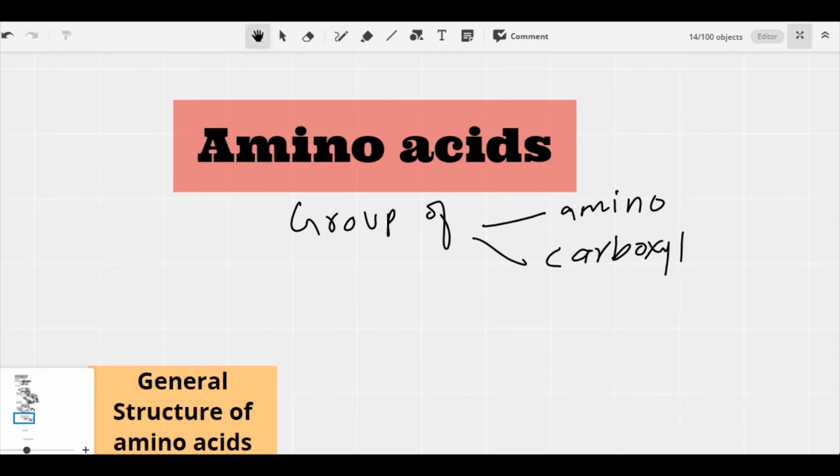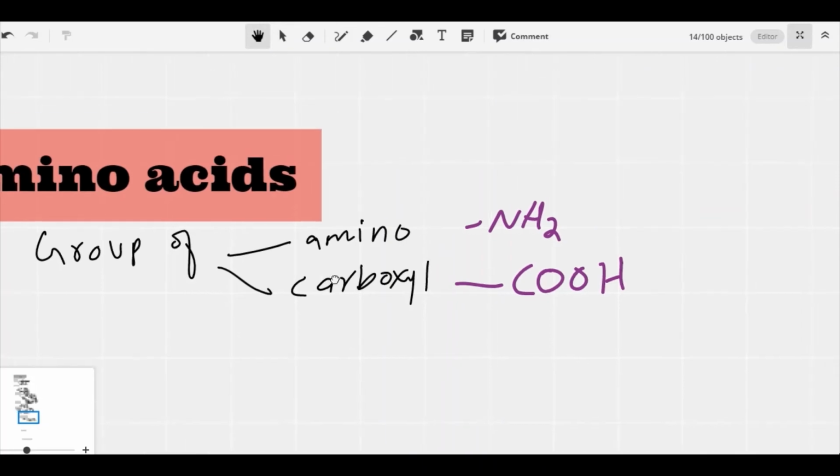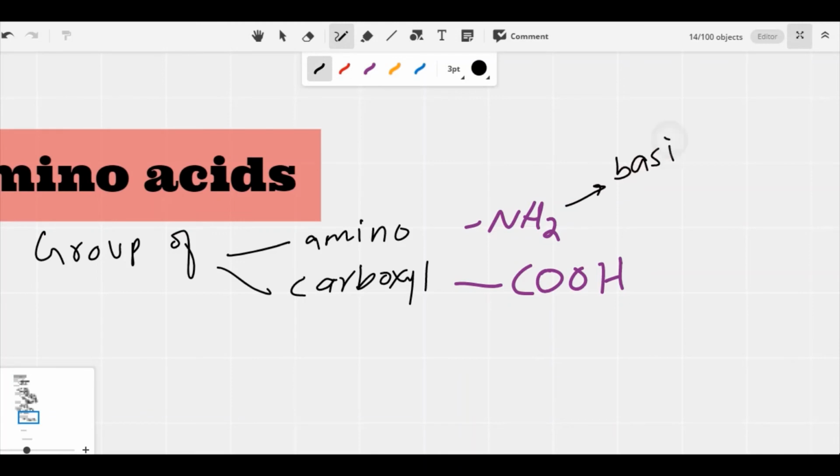Okay, as you know, amino means NH2 and carboxyl means the carboxylic acid functional group, that is COOH. So these are the amino acids. Remember, the amine group is basic in nature, so here that is basic, while the carboxyl group is acidic in nature.